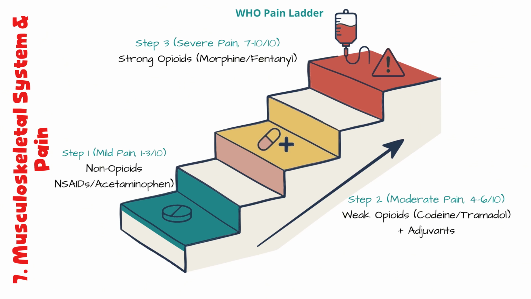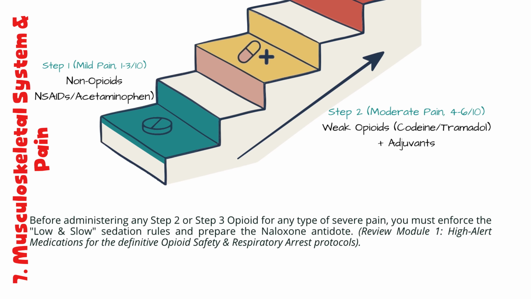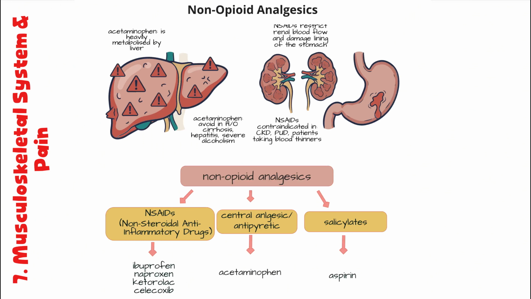Before any Step 2 or Step 3 opioid, enforce the low and slow sedation rules and have naloxone ready. Full respiratory arrest protocols, and the PCA pump rule that only the patient may press their own button, live back in Module 1's high alert medications. So if you need the deep dive on naloxone's half-life and resedation risk, that's where it is.